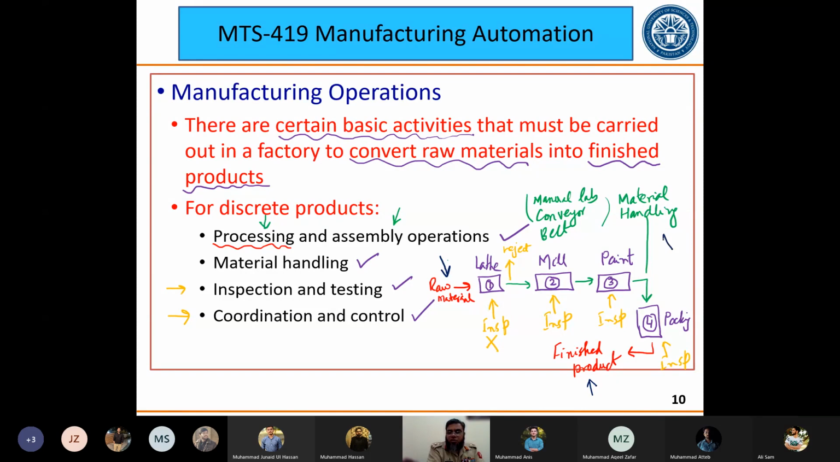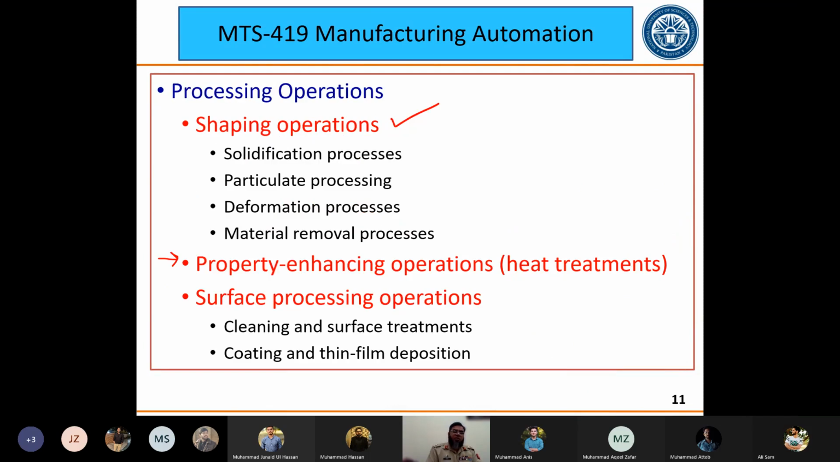Material handling. Material handling is transferring the material or the product from one station to another. This can be done through manual labor, through a conveyor, or through a crane. So there are different ways and means to carry out material handling. Let us move forward, and we talk about the processing operations.